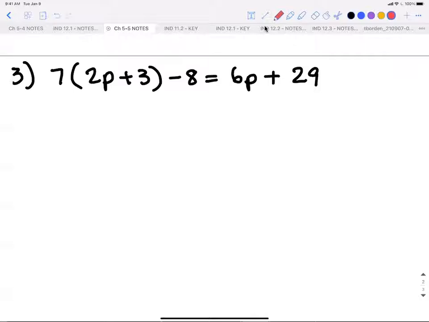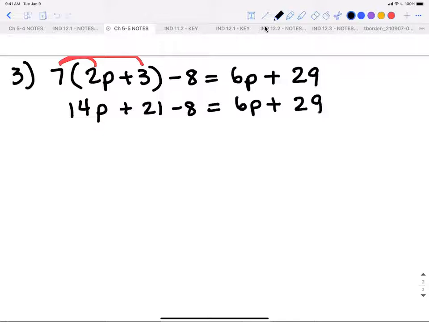Step 1 is distribute. If I see parentheses, and I do here, that means multiplication. 7 times 2p is 14p, and positive 7 times positive 3 is positive 21. Okay, that's my distribute. I didn't do anything with the rest of the problem, so I'm just going to drop it down, write it again. Okay, that took care of my distribute step. Right, these are our 4 steps that we talked about. Distribute. Okay, that's that step.